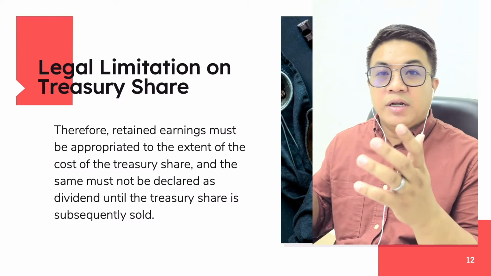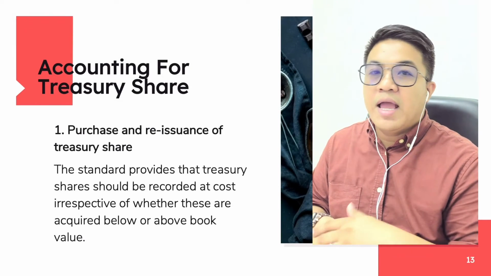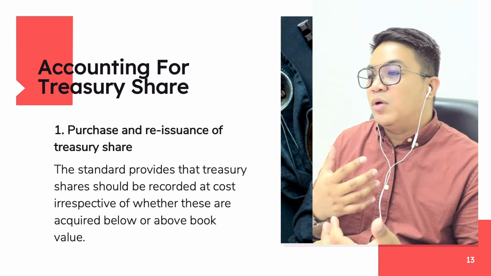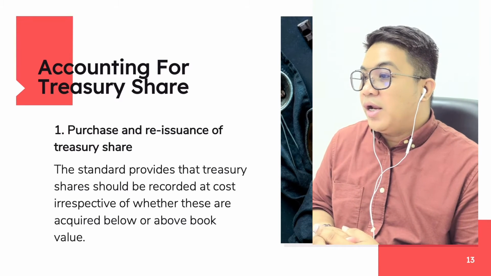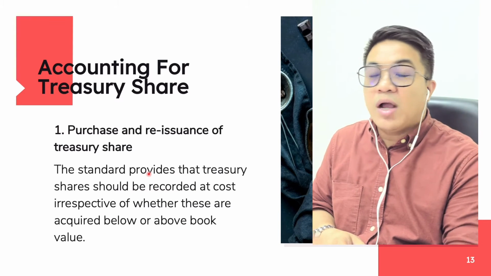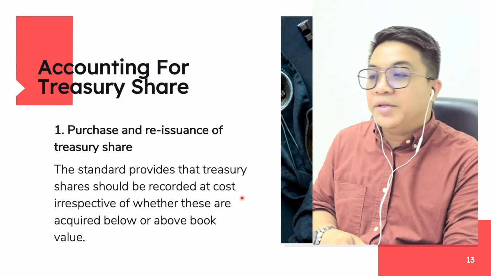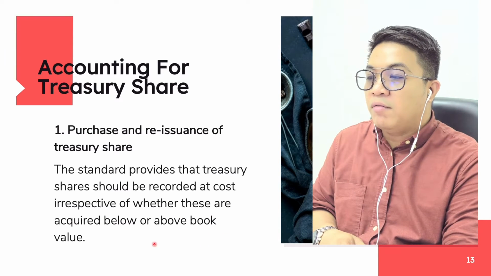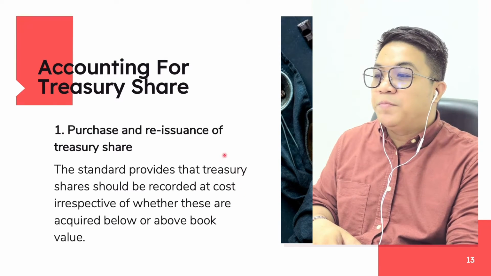Okay, so after discussing this short theory behind this treasury share, let's go sa accounting for treasury share. So dito na papasok mga journal entries natin. What's the theory behind those journal entries? So we have here number 1, purchase and re-issuance of treasury share. The standard provides, sabi dito, yung accounting standard natin, that treasury shares should be recorded at cost. Should be recorded at cost irrespective of whether these are acquired below or above book value. So regardless daw, underscore natin sa notes natin, should be at cost.